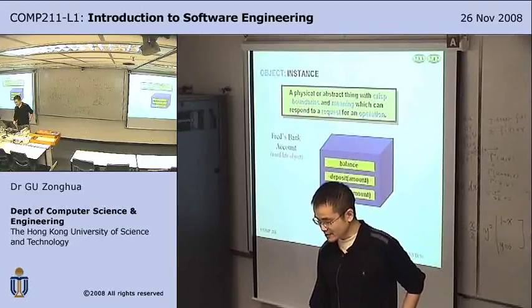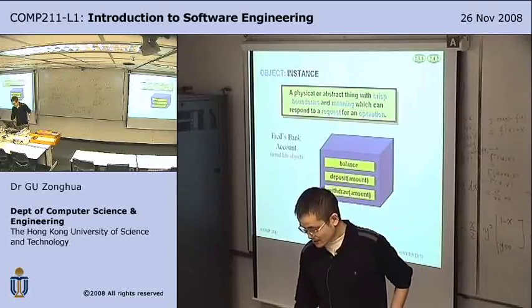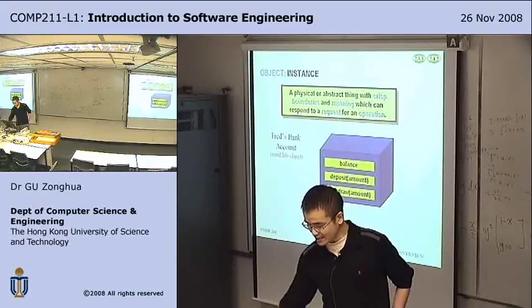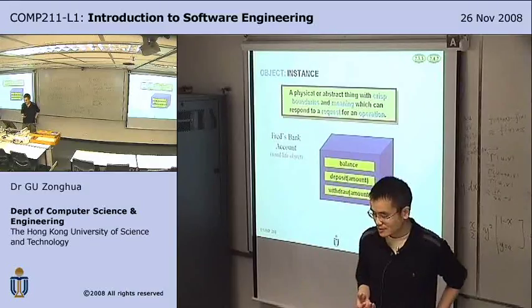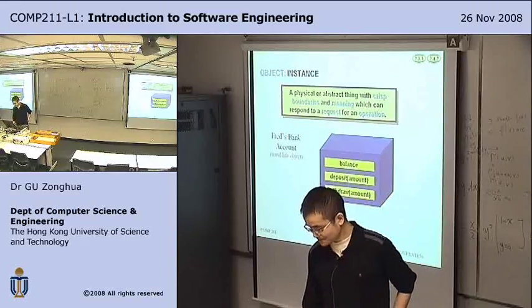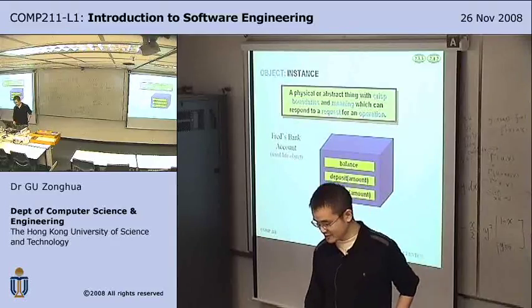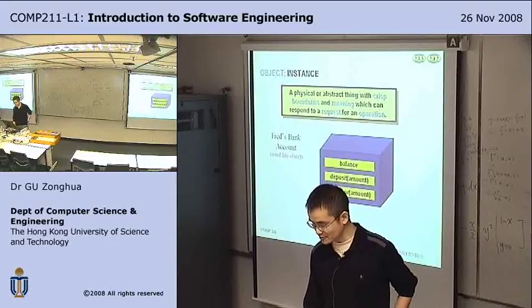So here's an object with three operations. Balance, this really should be getBalance. So it's an operation. Deposit and withdraw, both with an argument, but balance doesn't have an argument, but has a return value.